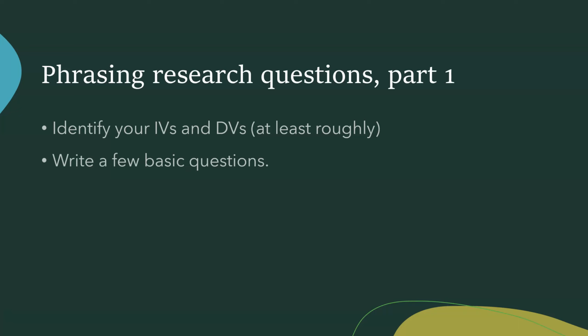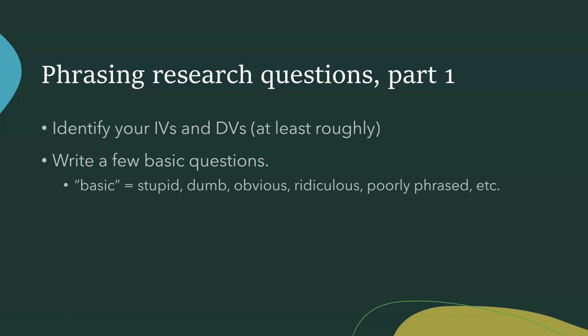Then start writing a few basic questions. When you start writing these, don't worry. They need to be basic. So if they're stupid, dumb, obvious, ridiculous, poorly phrased, whatever, it's fine. Your first few attempts at writing research questions will stink. When I write research questions, my first few attempts really stink. I don't actually ask what I'm looking at, what I'm looking for, why I'm looking for it. These are just ideas you're getting down. You'll refine them as you go.